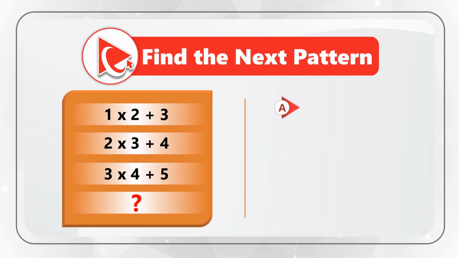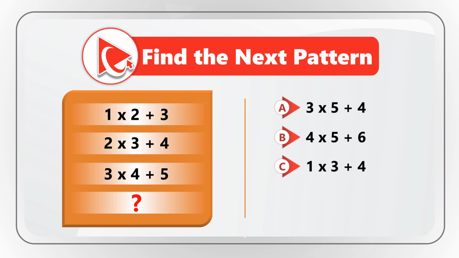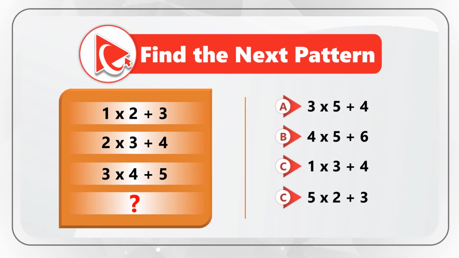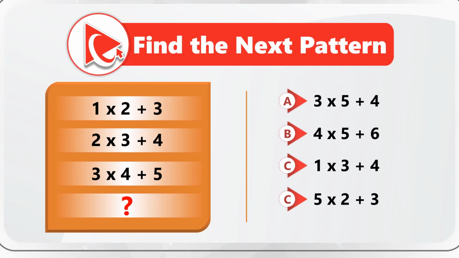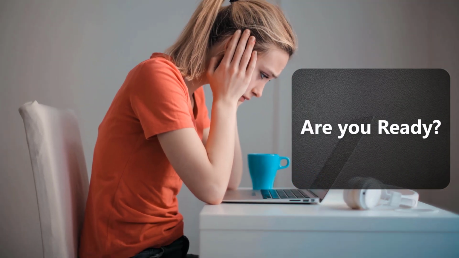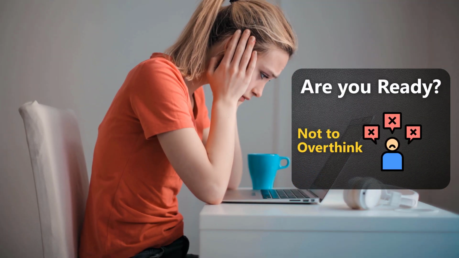Choice A, 3 multiplied by 5 plus 4. Choice B, 4 multiplied by 5 plus 6. Choice C, 1 multiplied by 3 plus 4. And last but not least, choice D, 5 multiplied by 2 plus 3. Take a close look to see if you can detect the pattern. Are you ready? The key is not to overthink this problem.